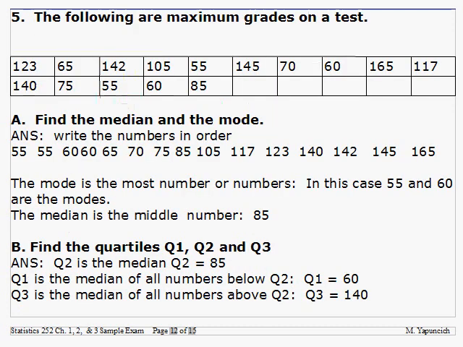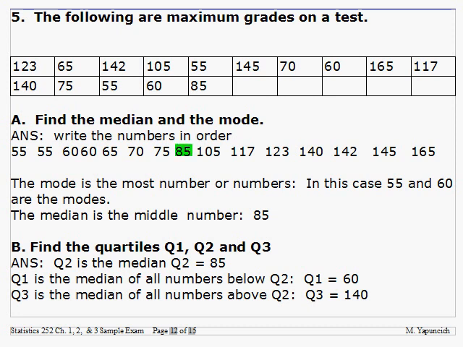Here's one of those box and whisker plots. You start off with a list of grades on a test. I don't know whether they're the maximum grades on a test, but they're the grades on a test. Find the median and the mode. To find the median and the mode, you write them in a list, from least to greatest or vice versa. The mode are the ones that are repeated the most often, in this case 55 and 60, because they're repeated twice. The others are only given once. The middle number, in this case, is 85.